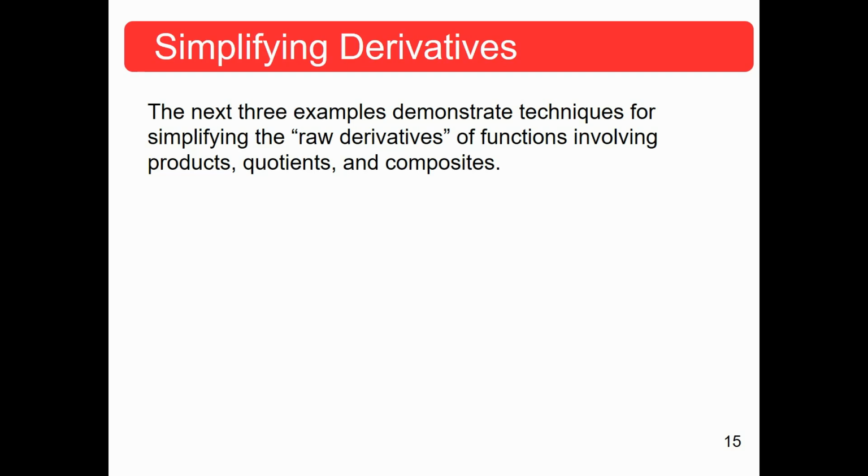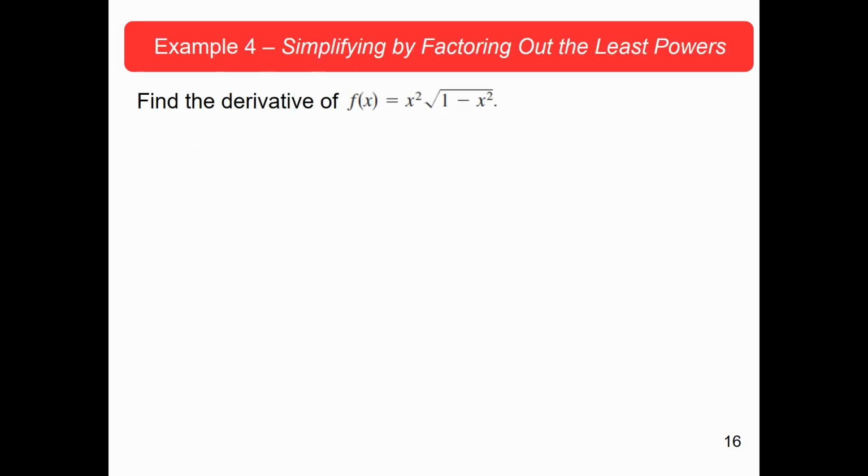And these are going to be simplifying raw derivatives of functions involving products, quotients, and compositions. Okay, so we're going to start with a complicated multiplication problem here. This is a product, but inside of the product is also a chain rule, right? This is a general power rule. First thing you want to do is to start by rewriting the square root as 1 minus x squared to the 1/2 power. The reason we do that is so now we can use the general power rule.